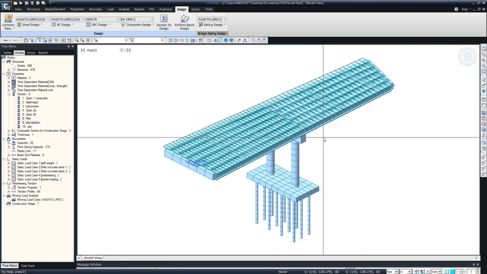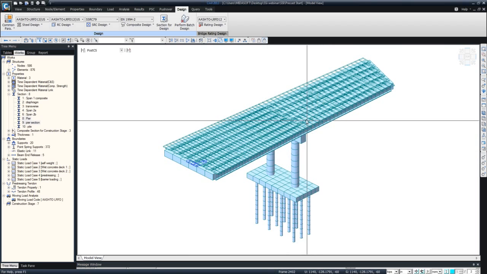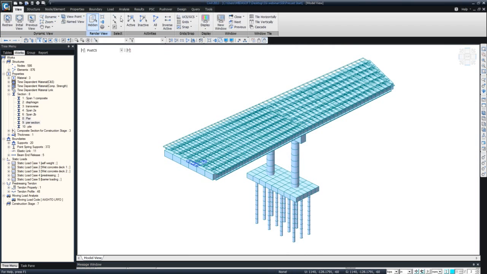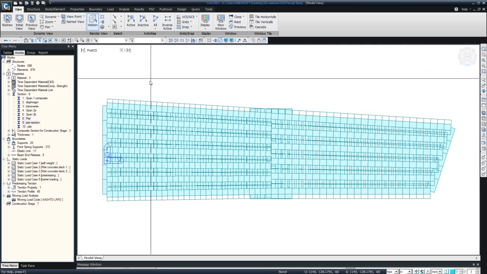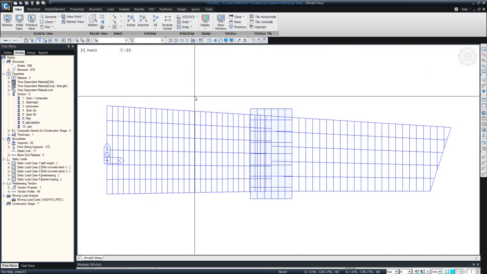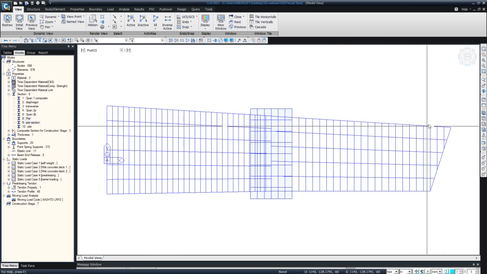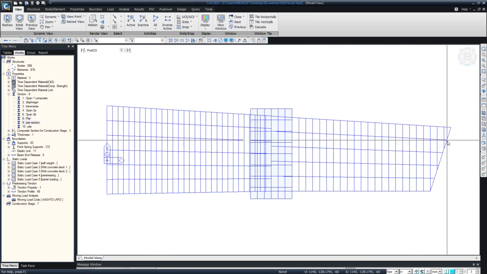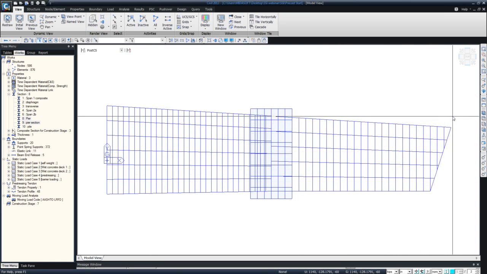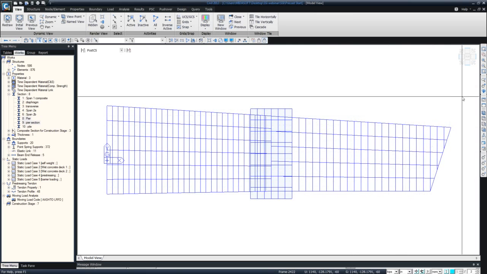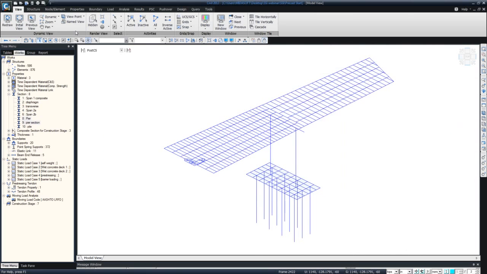As you can see here, it's a two-span continuous structure, and if I show you the top view, you will see that there are 7 girders in the first span and 6 girders in the second span, and you can see there is a 20-degree skew on the second span. So this is how this bridge has been modeled in Midas Civil.